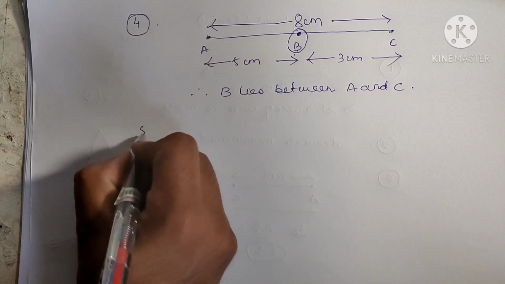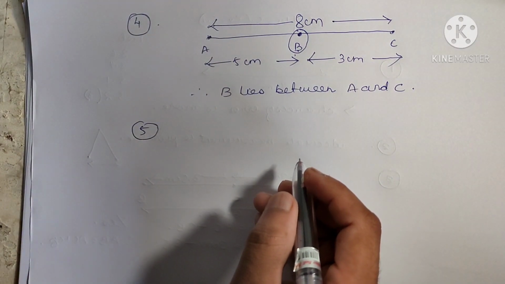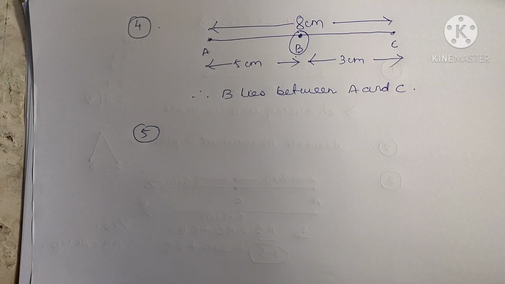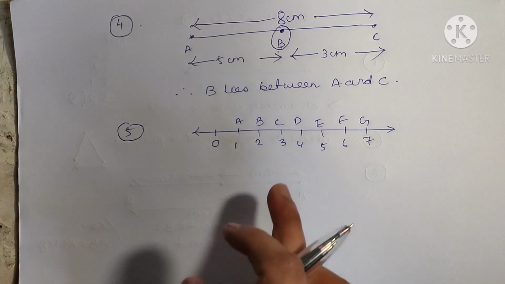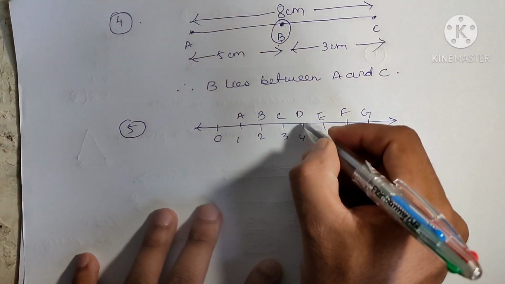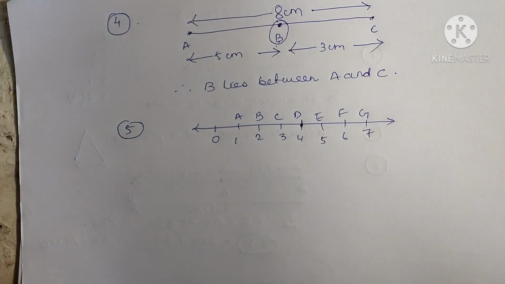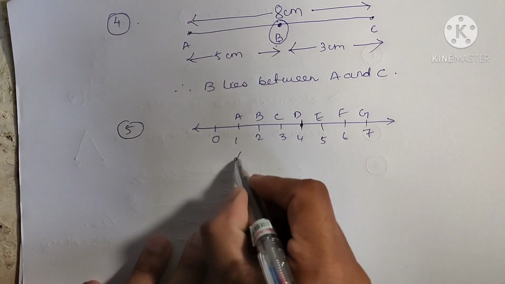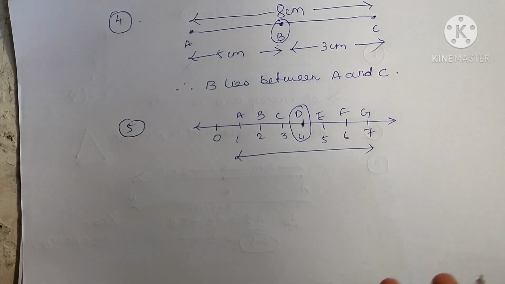Number 5, let's go for number 5. Here it is given, verify. What is it saying in number 5? Verify whether D is the midpoint. Midpoint I have already told you, the center, isn't it? So whether D is the center of A and G. Between this A and G, we have to check whether D is the midpoint. Midpoint means the center. So how will you check?